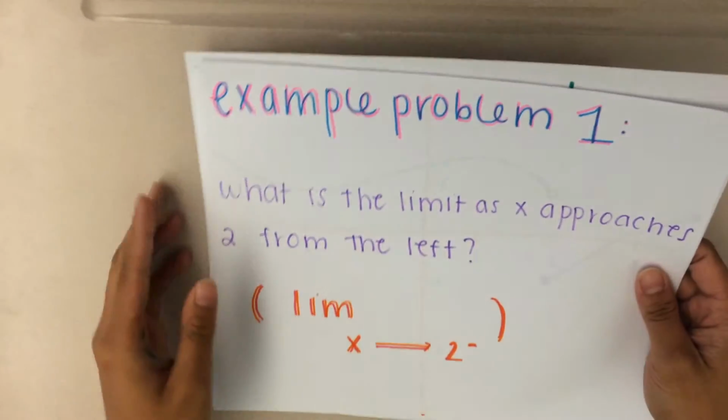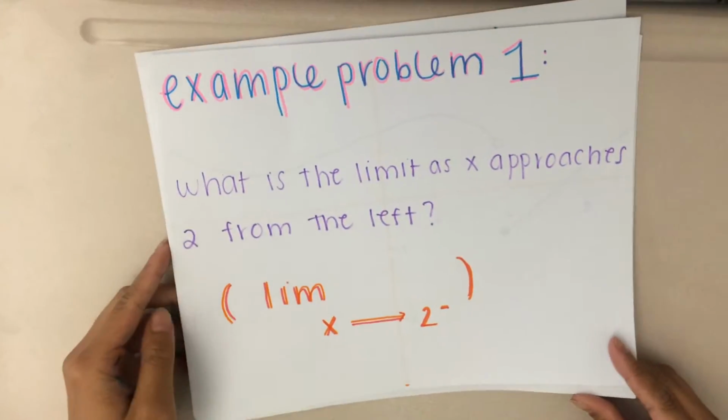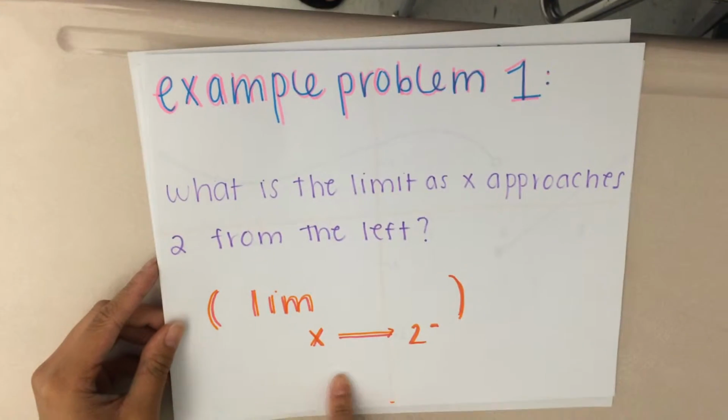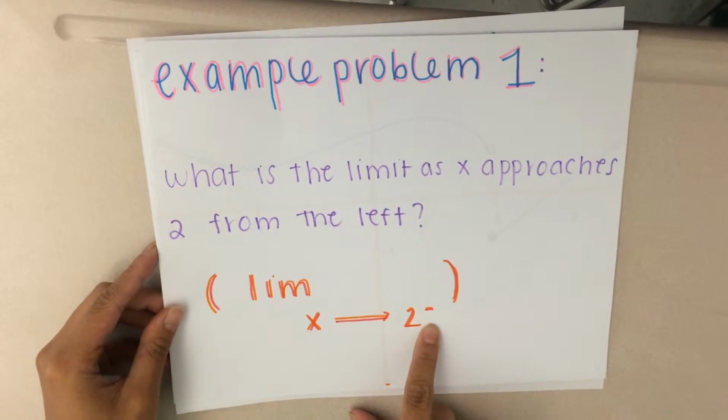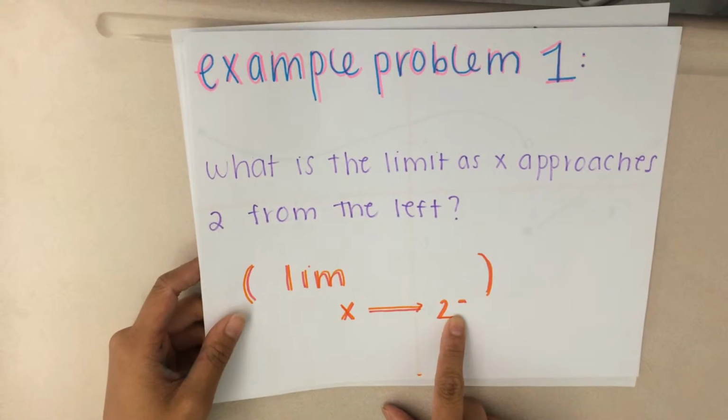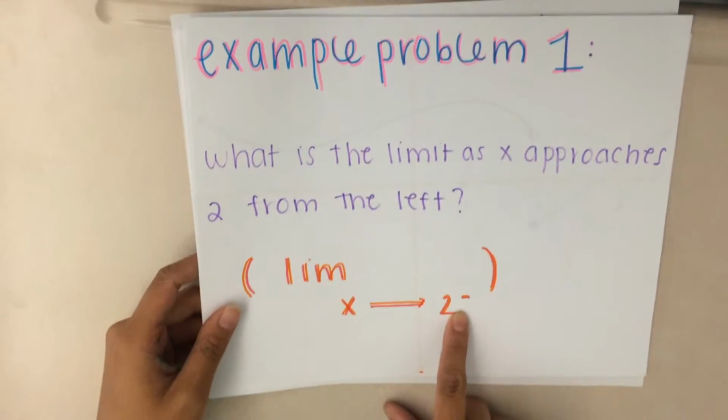Okay. The first problem: what is the limit as x approaches 2 from the left side? As you can tell from the notation, there is a minus or negative sign next to the 2, which indicates that you're trying to find the limit as it's coming from the left.